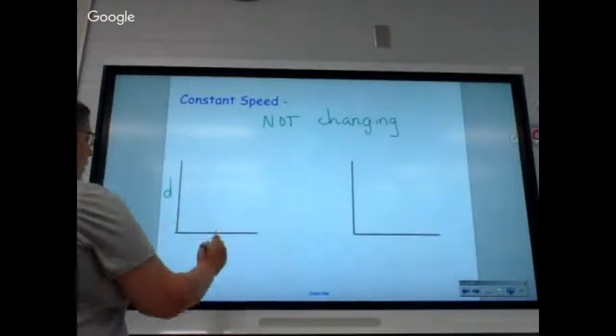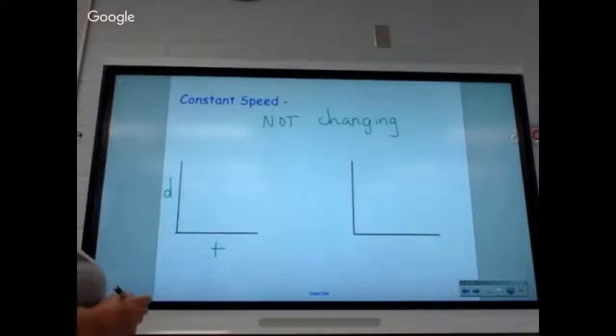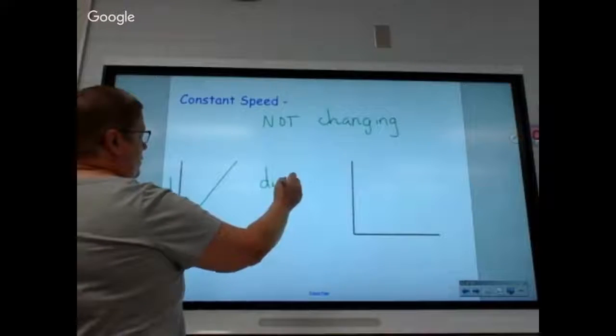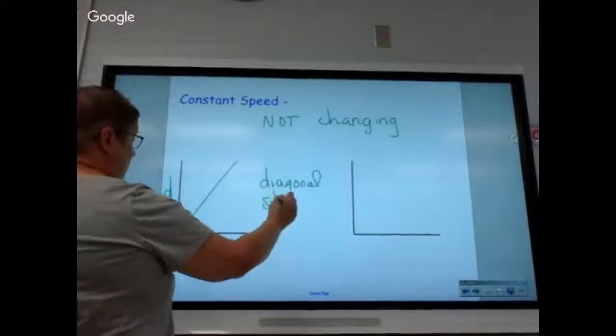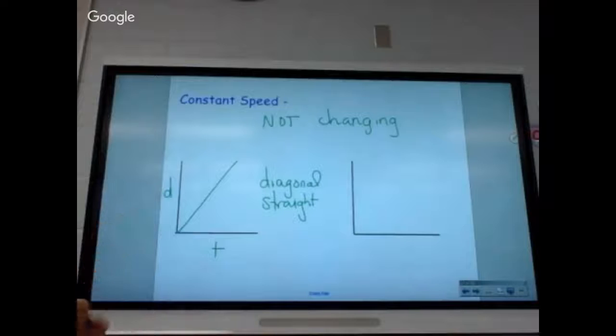First of all, how is constant speed going to look? Linear. Okay, so how is the line going to look? All right, it has to be diagonal. And it has to be straight, so that we can see that the distance and time are changing at the same rate.